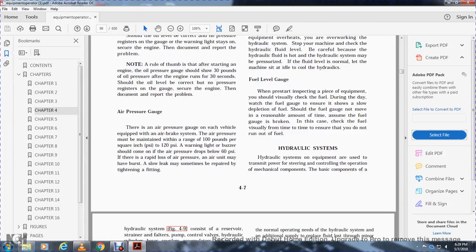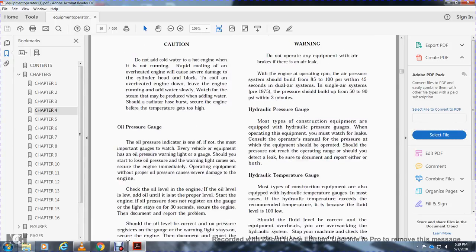The air pressure gauge. The air pressure gauge on each vehicle with an air brake system shows the air pressure, which is maintained within a range of 100 pounds per square inch to 220 psi. The warning light will come on if the air pressure drops to 60 psi. A rapid release of air pressure should be addressed immediately. A slow leak may sometimes be repaired by tightening the fitting. Warning: do not operate any air brake equipment if there is an air leak.